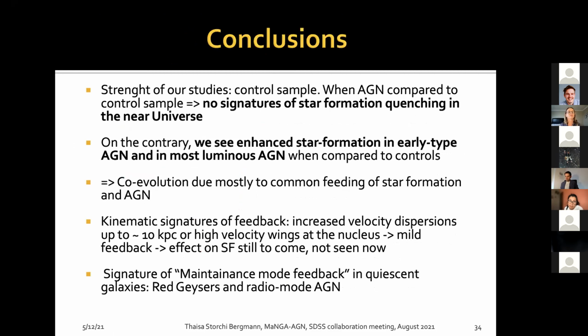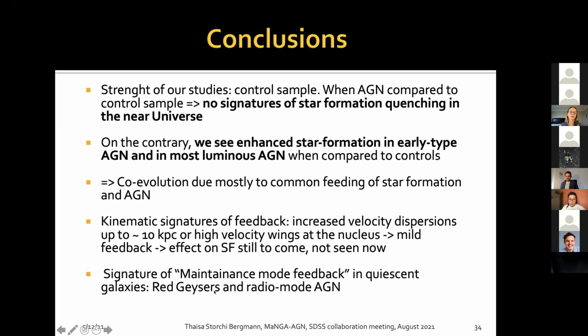So I would like to finish by saying that I think the strength of our studies is the establishment of this control sample. When we compare to the control sample, we see no signature of star formation quenching in the nearby universe. On the contrary, we see some enhanced star formation in early type galaxies, in the most luminous ones. So the coevolution is mostly due to feeding, rather than feedback, in the nearby universe. And we see kinematic signatures of feedback, but maybe this is having a very mild effect, and the effect on the star formation is still to come. It's not seen now. We don't see suppression of star formation so far.